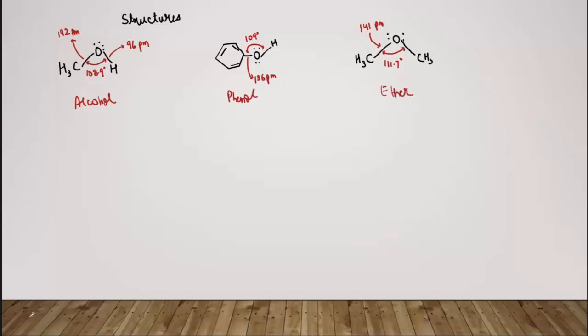Fine. Now for the case of alcohols, the C-O bond is a sigma bond. Meaning this bond between C and O, that is 142 picometers, is a sigma bond which is formed by the overlap of the sp3 hybridized orbital of the carbon with the sp3 hybridized orbital of oxygen. So both sp3 hybridized orbitals overlap with each other and then they form a sigma bond. You should already know how a sigma bond is formed.